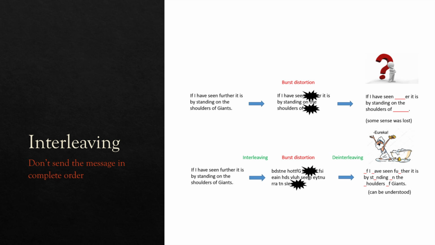I also wanted to talk about interleaving, which is sort of just burst distortion. You can see that when you send a message fully with no interleaving and you have a burst distortion, then information is lost in large blocks instead of small pieces.